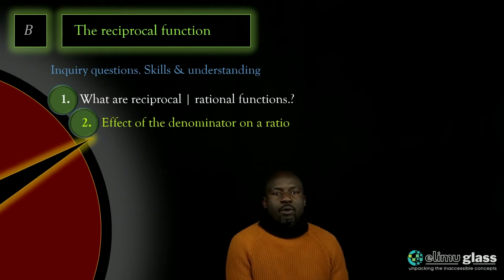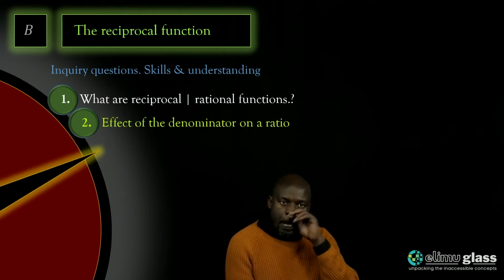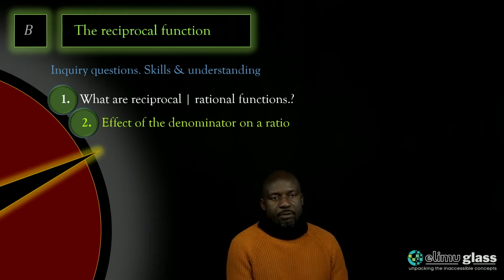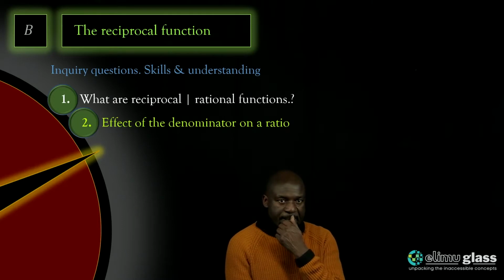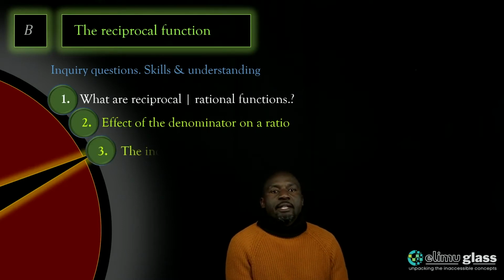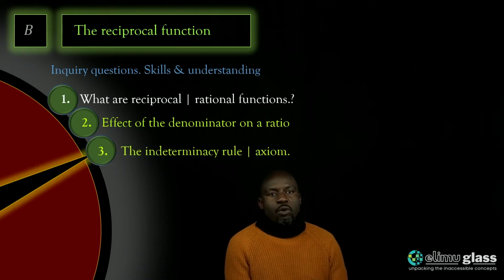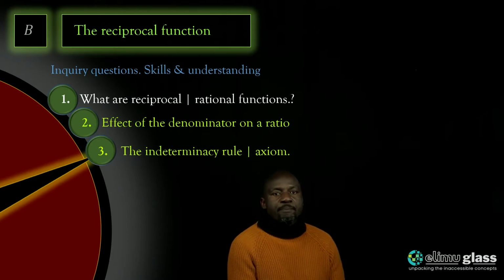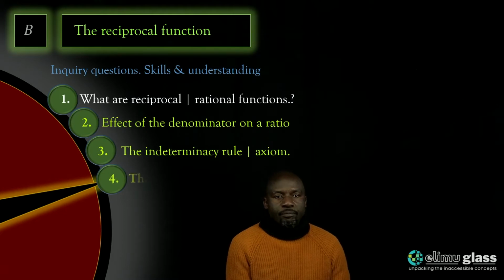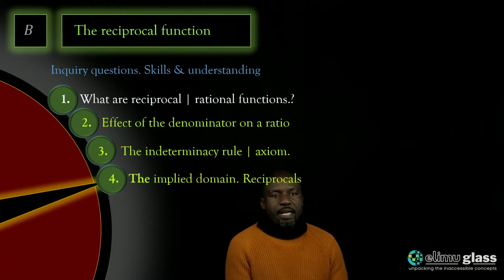Two, we will look at the effect of the denominator on a ratio. A ratio is a fraction, okay, where there is a numerator and a denominator. Then we will look at the indeterminacy rule, or an axiom on rational functions or reciprocal functions, all right? What we mean by indeterminacy. Number 4, we will look at the implied domain for reciprocal functions.